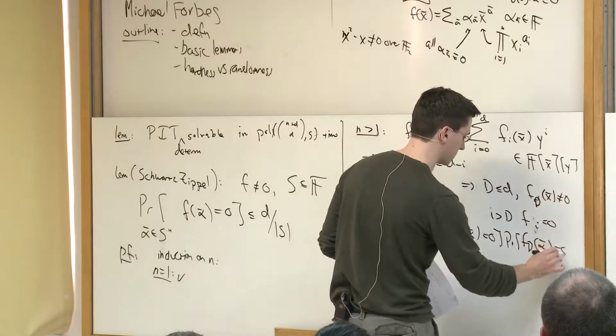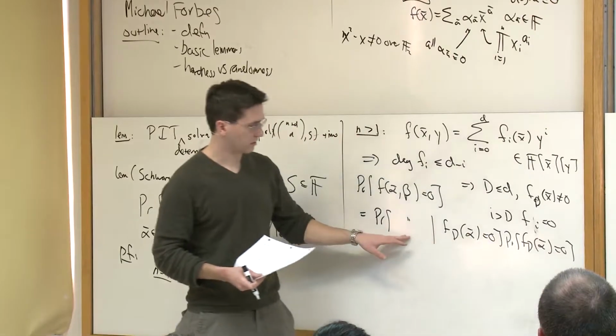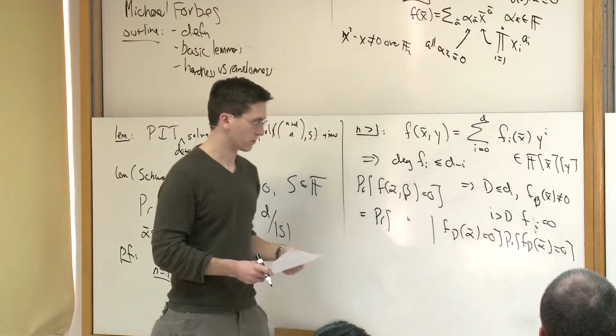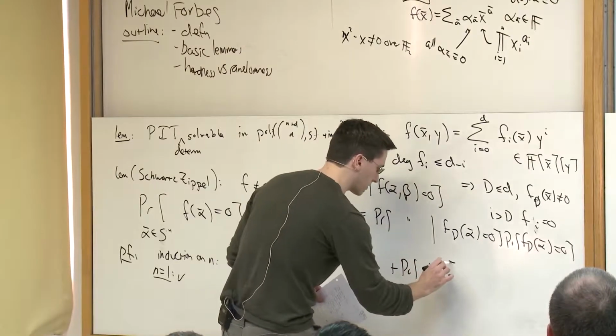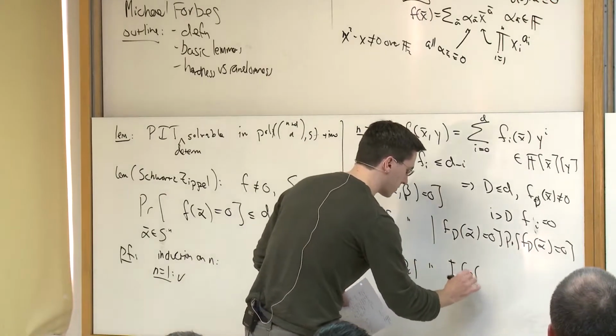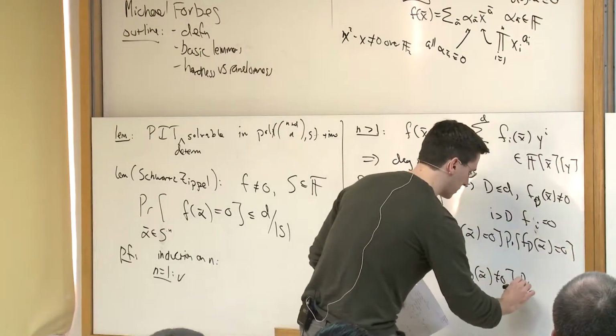We're going to condition on this event. So it could be that this coefficient is 0, and let's condition on that event and use Bayes' rule or whatever. And then there's the other way, where this leading coefficient is non-zero, times the probability that that thing is non-zero.